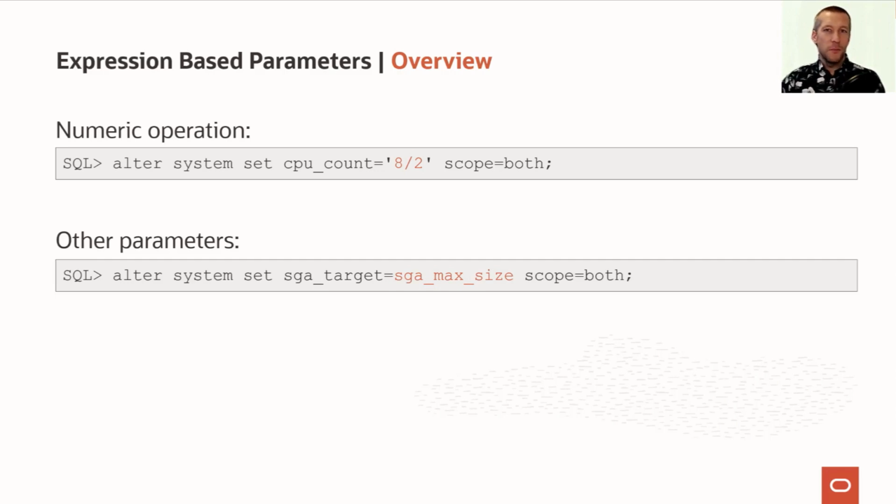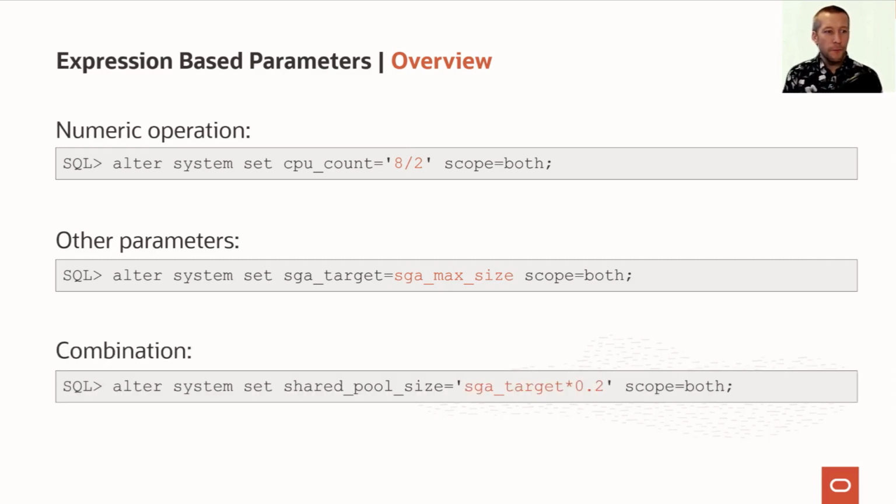But imagine that I could set a parameter to the same value as another parameter. So if I want to set SGA_TARGET to the highest possible value, I could simply set it to the same value as SGA_MAX_SIZE. SGA_TARGET equals SGA_MAX_SIZE. So if I later on raise SGA_MAX_SIZE, the target increases as well. Now that's pretty cool, I think.